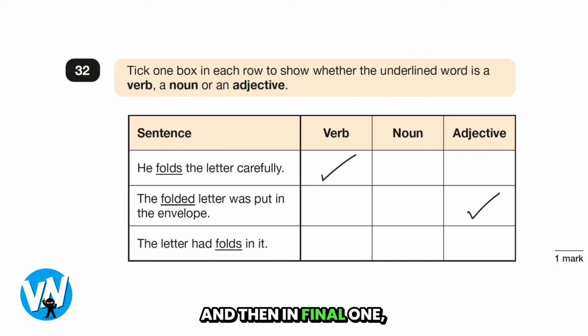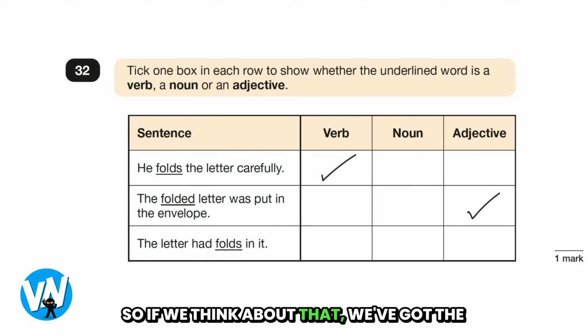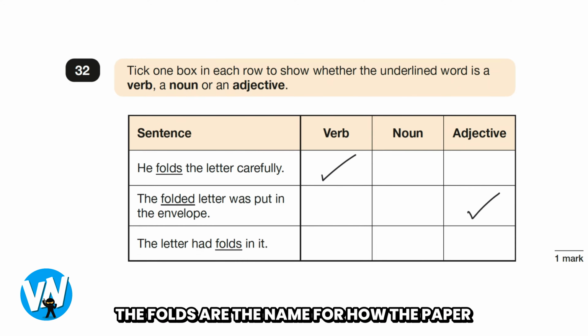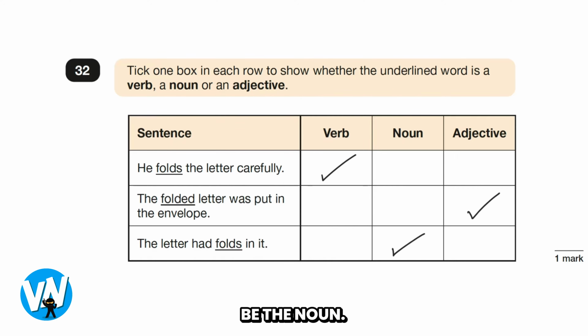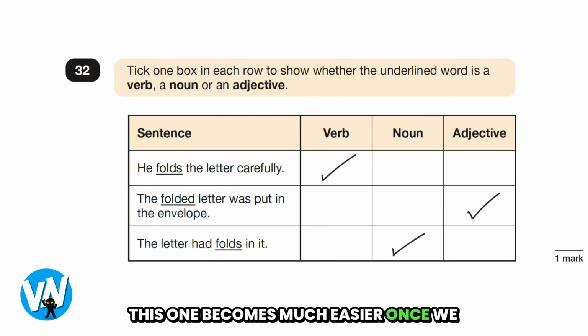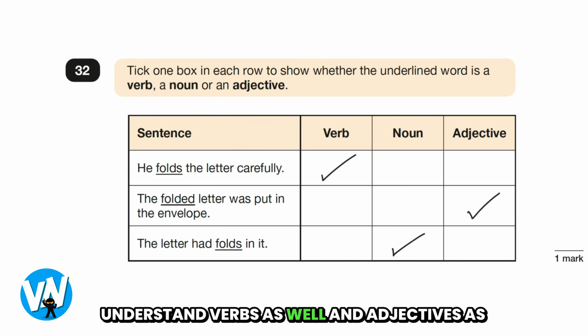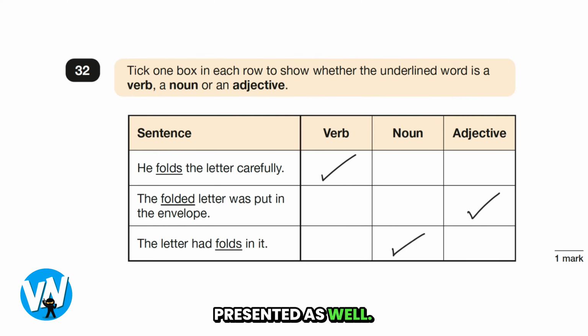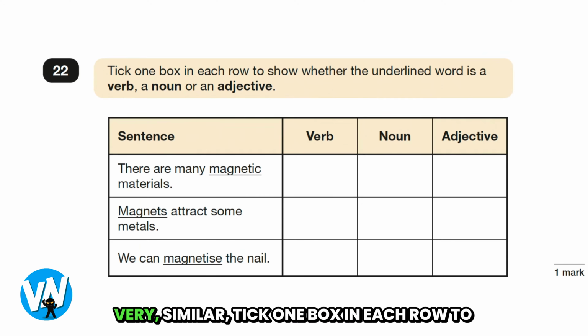And then in the final one, the letter had folds in it. If we think about that, we've got the letter had folds. The folds are the name for how the paper has been folded, which can be a little bit complicated. But in this example, this one is going to be the noun. This one becomes much easier once we understand verbs and adjectives as well. But it's just so that we can see the types of questions where nouns are going to be presented as well.